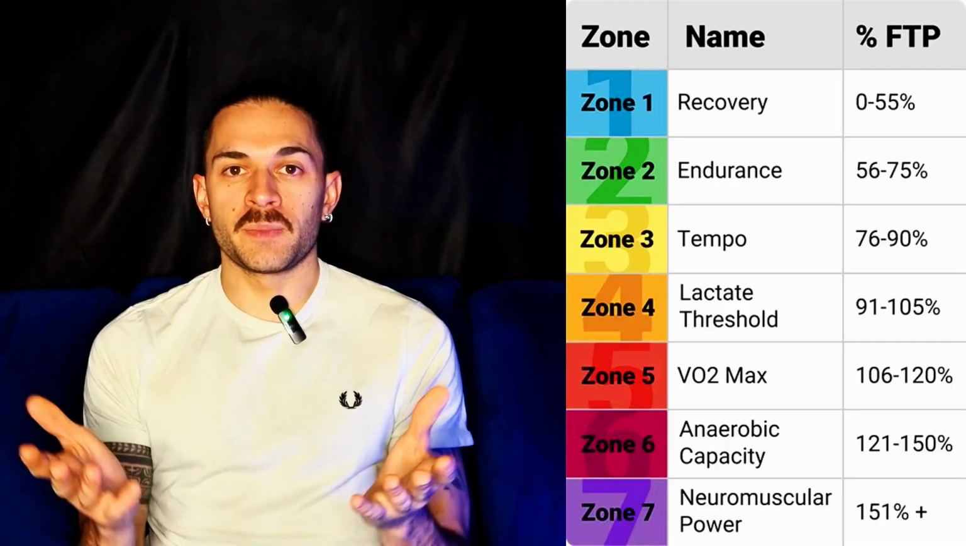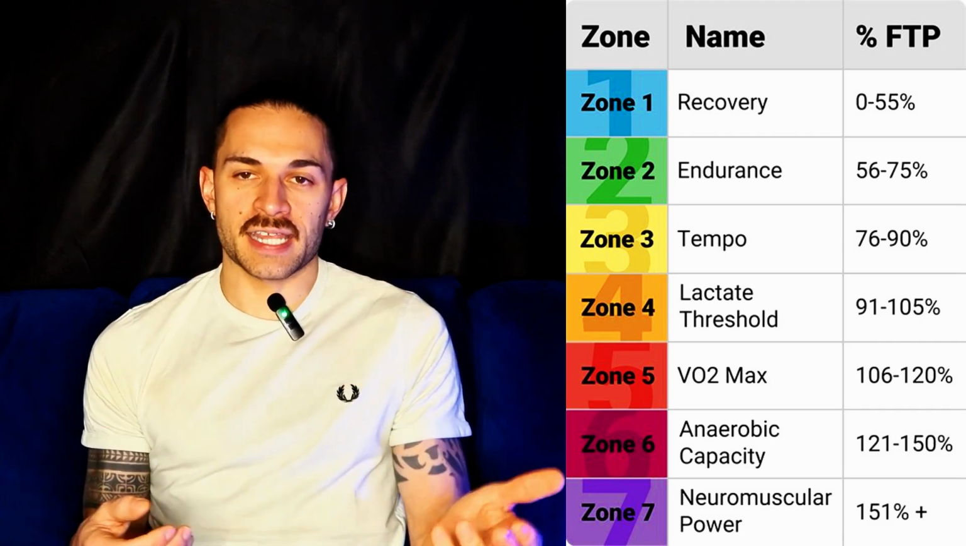Once you have your FTP, then you will have 7 zones of power, with 4 being your FTP and 1 being active recovery, while zone 7 will be your anaerobic power. So the 4 ways that we are talking about today to improve your FTP are zone 2, racing, group riding, and workout, mainly intervals.